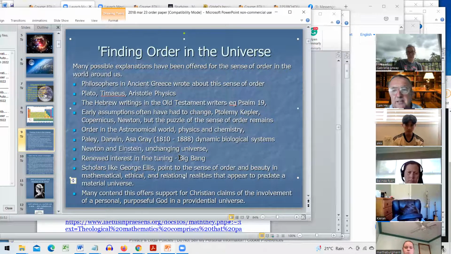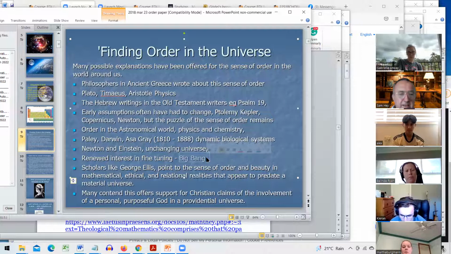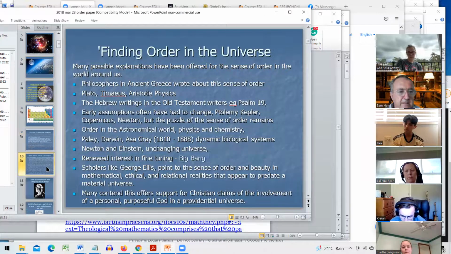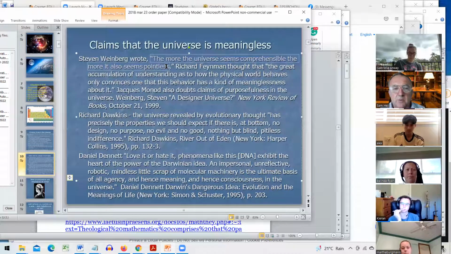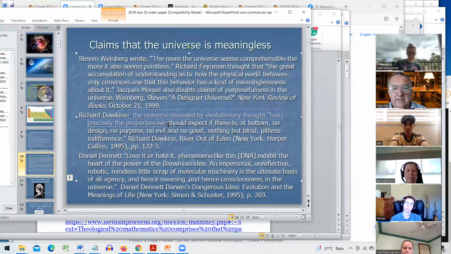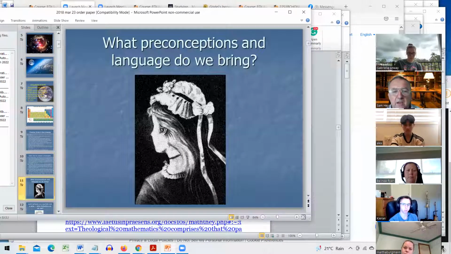And as I said in a previous lesson, the Big Bang Theory was a term given to the ideas of a Catholic astronomer about the origins of the universe. So some write, the more the universe seems comprehensible, the more it seems pointless. And Dawkins said the universe is what we'd expect to happen if there was no design. However, many people look and see the world as ugly, and then others see the world as beautiful.